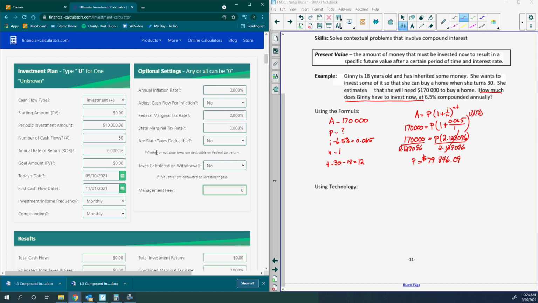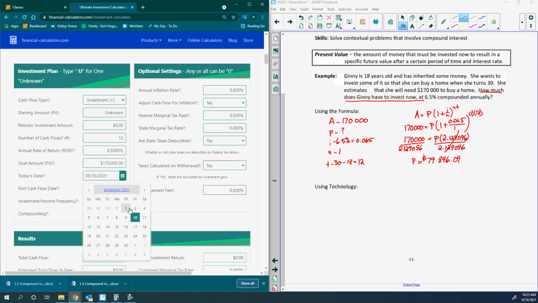For the starting amount, which is the present value, I don't know, so I'm going to put the unknown in. Periodic investment is 0, because we haven't got to periodic payments yet. The number of cash flows, our length of term, is 12, and our compounding period is annually. What that means is the calculation is only done once a year for 12 years, so that works out to be 12 times altogether. Our interest rate is 6.5. The goal amount we have this time is 170,000.